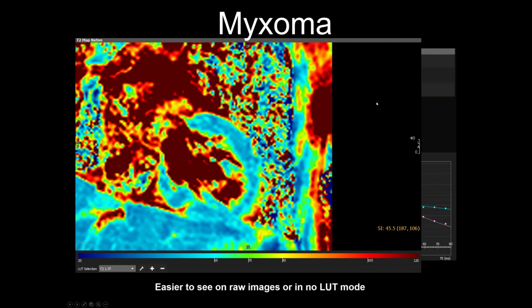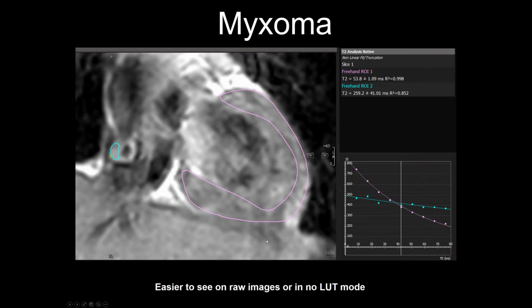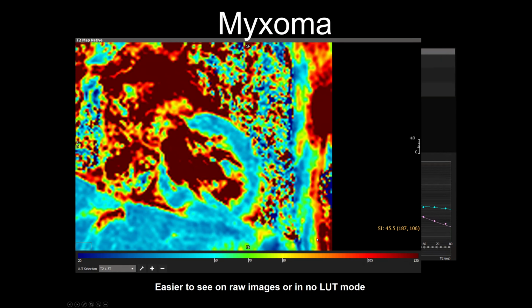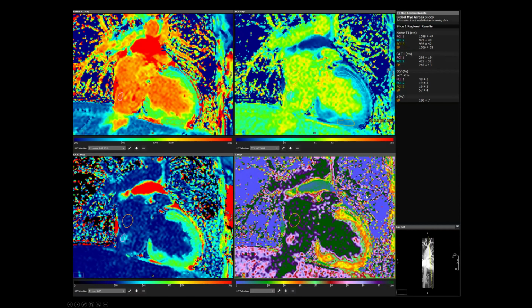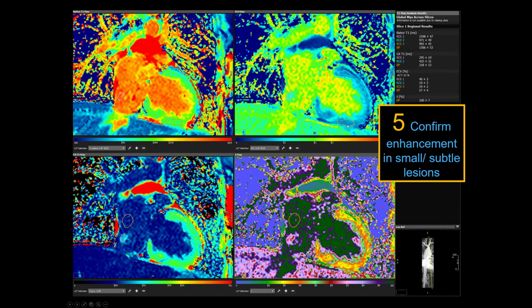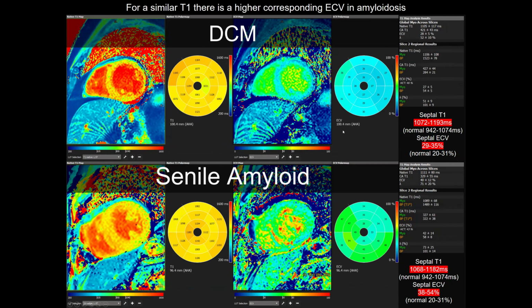Here's a patient with a myxoma that's hard to see. It's easier to see in the raw images or in no lookup table mode than it is to see on the color maps that we have. You can see it here. But ECV managed to show the abnormality. So we can confirm enhancement in small or subtle lesions.